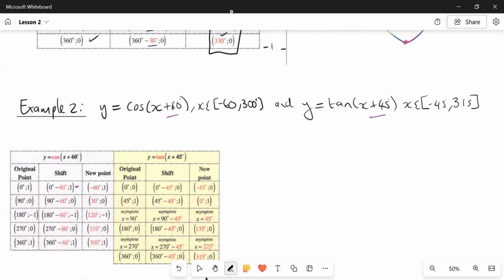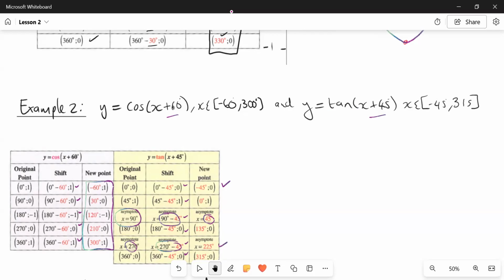Now we subtract 60 and then you get your new points there. And then we subtract 45 in every point, even the asymptotes, to obtain the new point. So here, usually our asymptote is at 90, but now you subtract 45 from 90, and you get 45. Same applies to 270, and then we get 225.